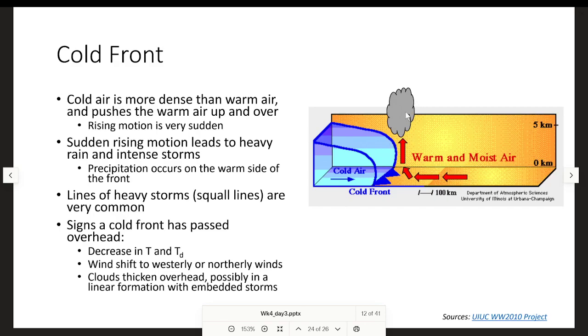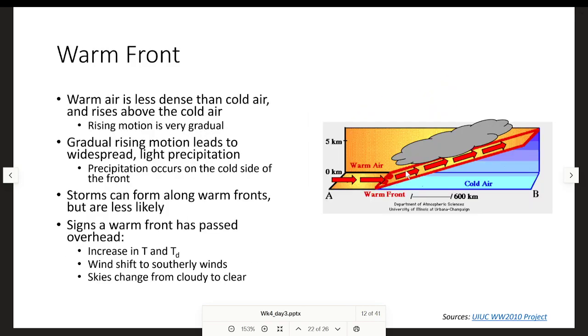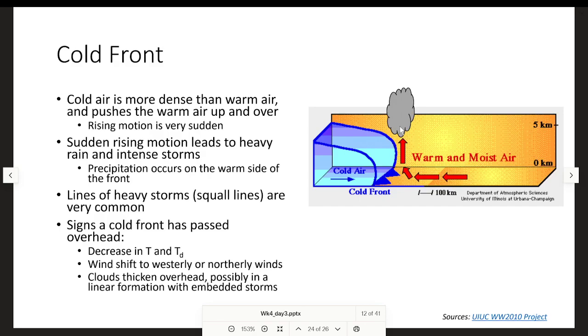So when you have this forced rising motion, it's going to do so even more. And just along this cold front boundary, you can get some very severe storms. This sudden rising motion leads to heavy rain and intense storms. Precipitation occurs on the warm side of the front. So it's not in this cold air mass, it's out in front of it a little bit. It pushes it up out in front and forces this upward motion before it gets to the cold. In comparison, with a warm front you're out over the cold air in the warm sector, but for this, it's out in front of it. You can get lines of heavy storms, like squall lines, but this can also generate supercells if the storms don't run into each other.